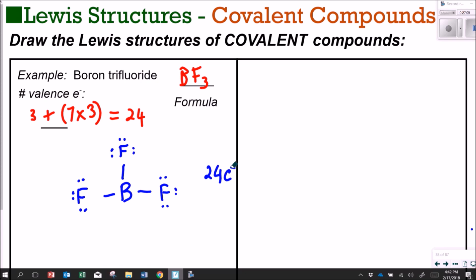And if we check for octets, we have 8 around this fluorine, 8 around this fluorine, and 8 around this fluorine. And boron has 6, which is stable for boron. So I do not add any extra electrons. And this is the correct structure for boron trifluoride.